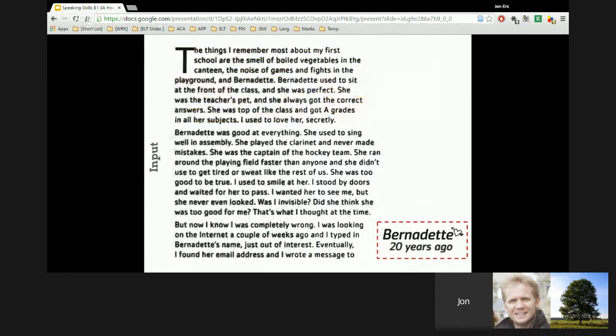The things I remember most about my first school are the smell of boiled vegetables in the canteen, the noise of games and fights in the playground, and Bernadette. Bernadette used to sit at the front of the class, and she was perfect. She was the teacher's pet. She always got the correct answers. She was top of the class, and got A grades in all her subjects. I used to love her secretly.